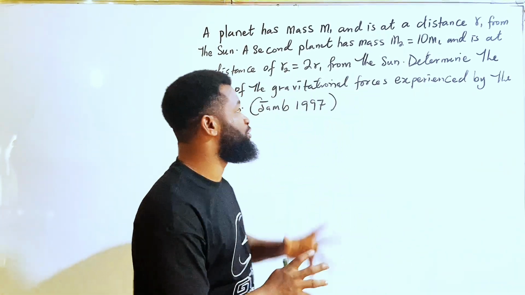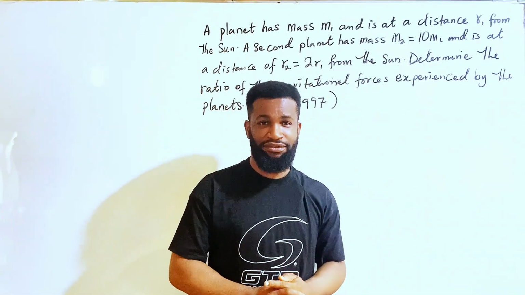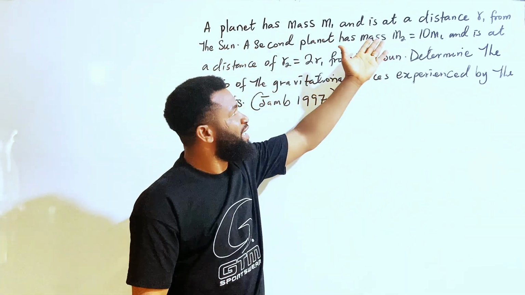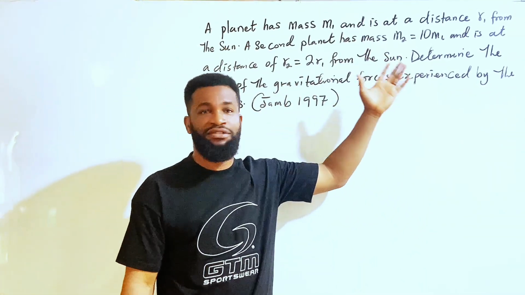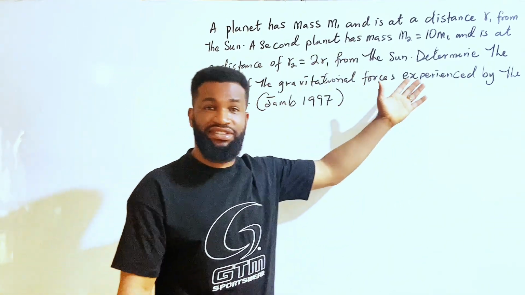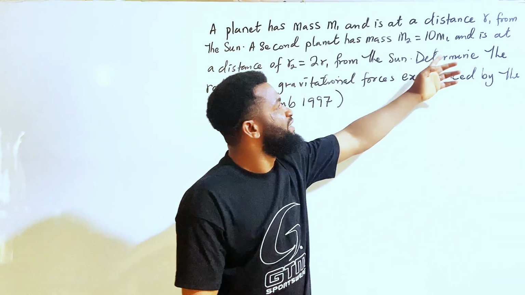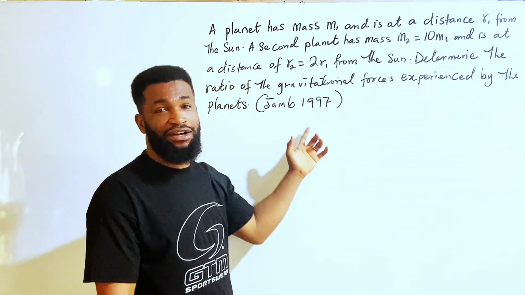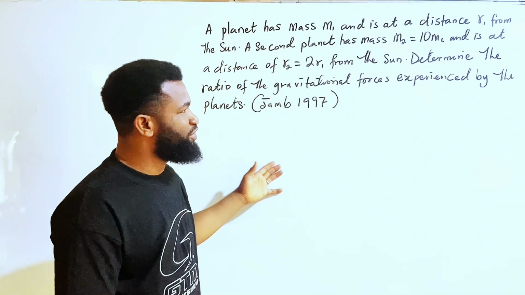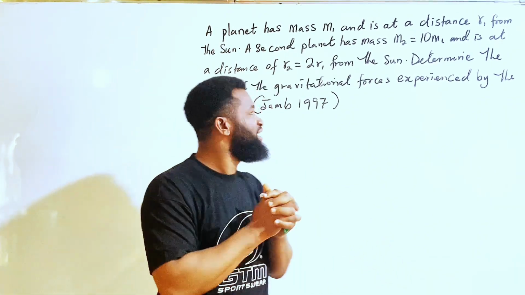I'm going to be solving this question on gravitational field. All right, so let's look at the question. It says a planet has mass m1 and is at a distance r1 from the sun. A second planet has mass m2, which is 10 times m1, and is at a distance of r2, which is 2r1 from the sun. Determine the ratio of the gravitational forces experienced by the planets.